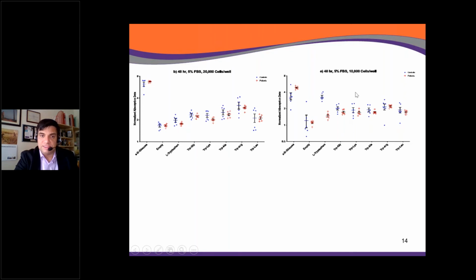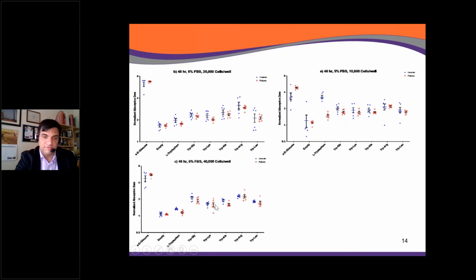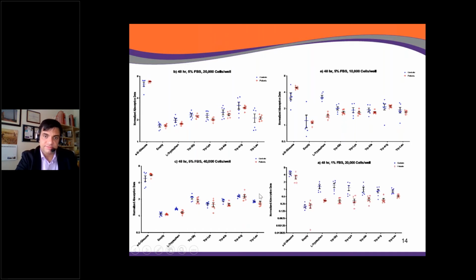And you can see that there is an increased variability in some of the population. And here we doubled the population of cells. And you see especially the ASD are tighter. In this case, we decreased the percentage of the fetal bovine serum. And you can see that the differences between patients and controls are increased. So we enhance those differences.